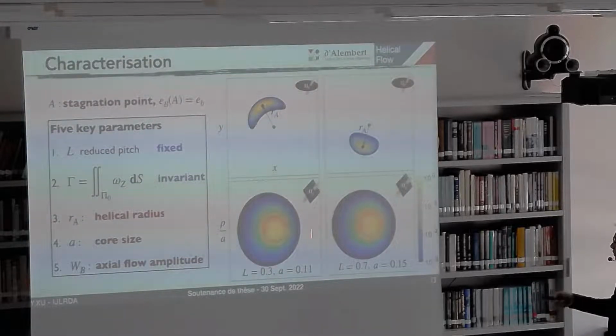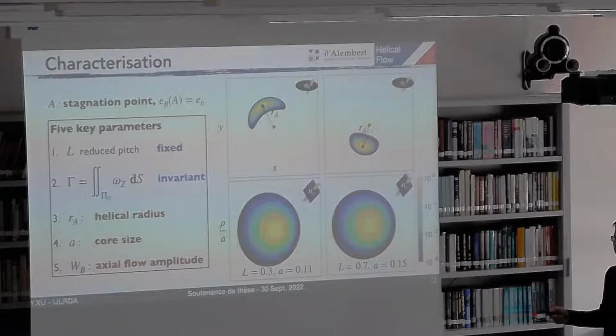Here are two examples of different base states with L equals 0.3 and L equals 0.7. This is a view at the pi0 plane. This is a view at the perpendicular plane, where it's scaled with the cosines, which is R here. We use 5 parameters to characterize our base states. R here is a stagnation point. We have the reduced pitch, which is fixed by the simulation, the circulation, which is invariant over time, RA, which is the helical radius here, A, the core size, shown as a dashed circle here, and WB, which is the amplitude of the actual flow. These three parameters are dependent on time.